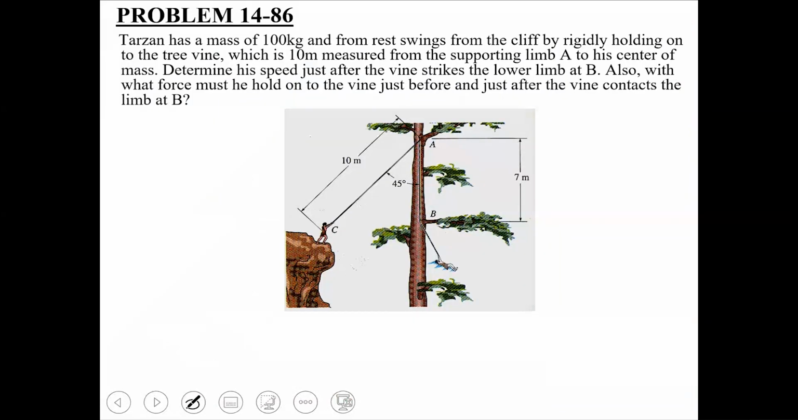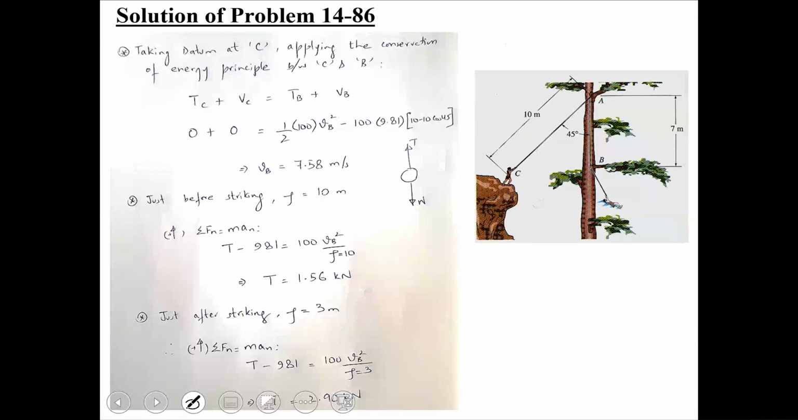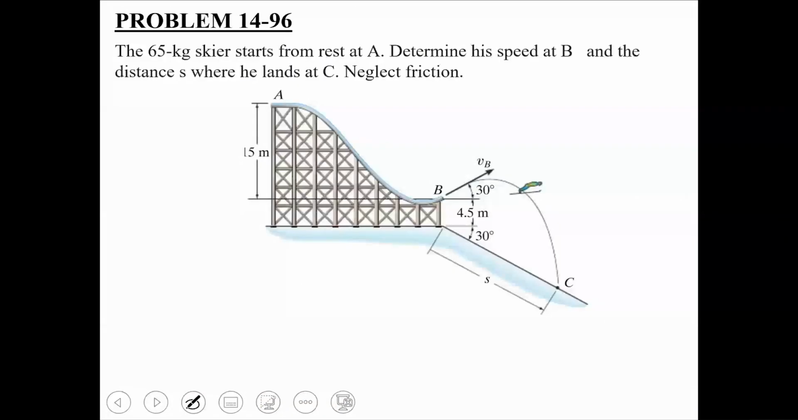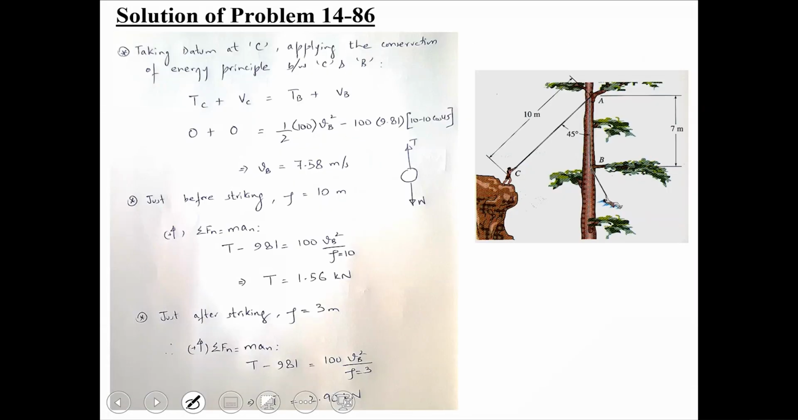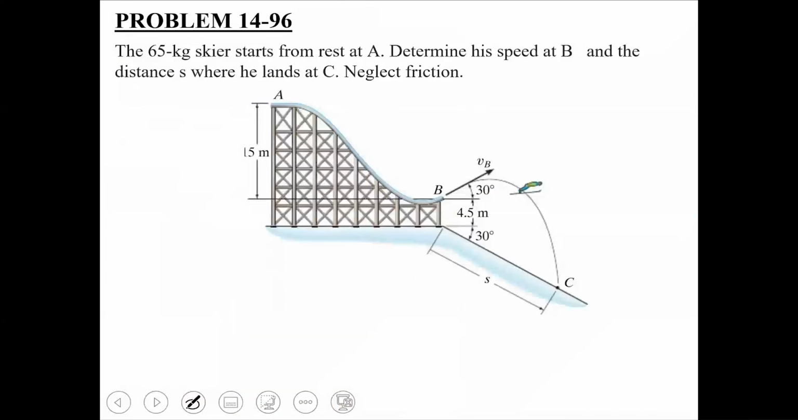Okay, now moving on to one of these problems. Although I had included two, let us look at a slightly more difficult problem. This one is very simple. Let us look at problem 14-96, after which we will take a short break, and then after the break we are going to have quiz number 3. Okay, in this problem, which is 14-96, the 65 kg skier starts from rest at position A.